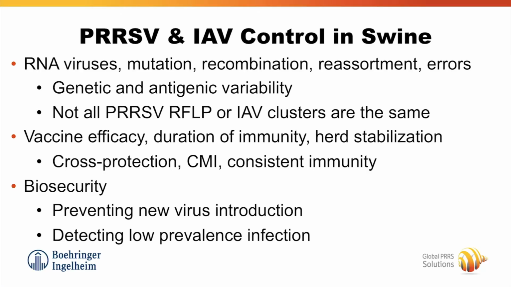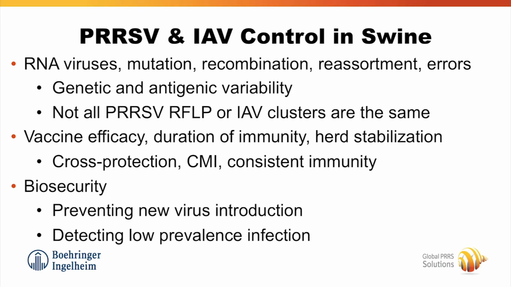PRRS and influenza control in swine, when we talk about control, we're trying to prevent the actual pathogen from entering a production system or the individuals itself. Then we get into the complexity of what we see from viral and potentially environmental factors. And some of these have been talked about as well already today.